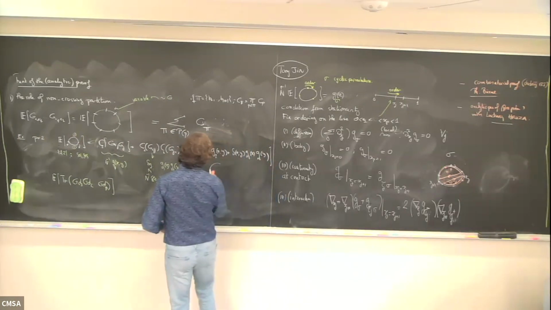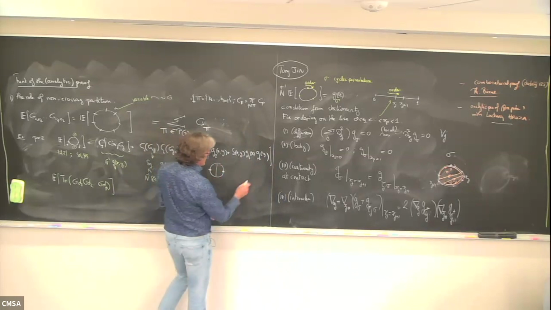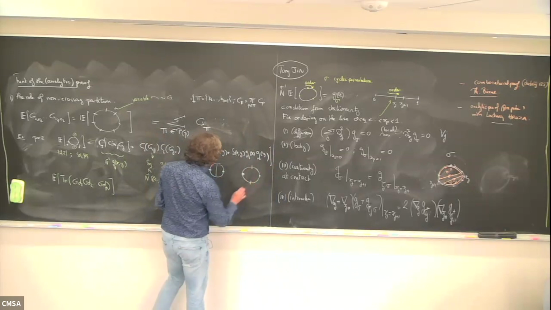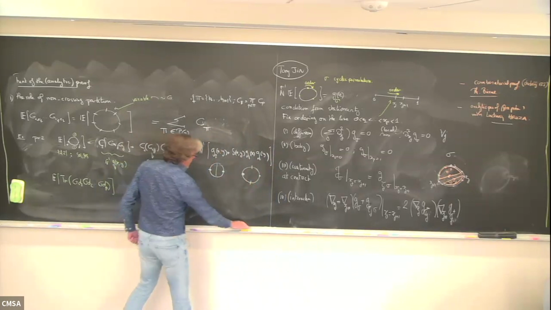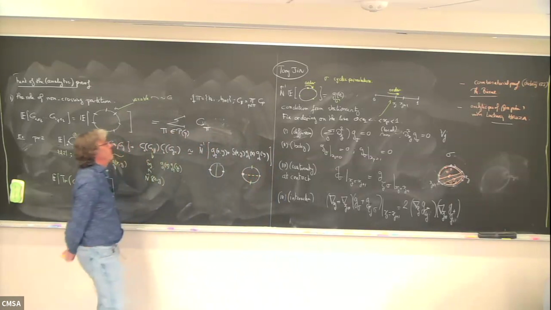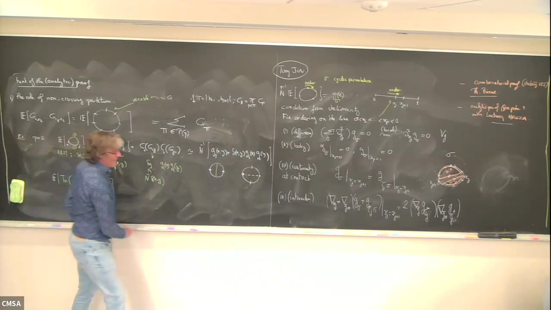And this corresponds to when I have my partition. This is this partition here. And here I have two different partitions. But then I have to impose a delta function.